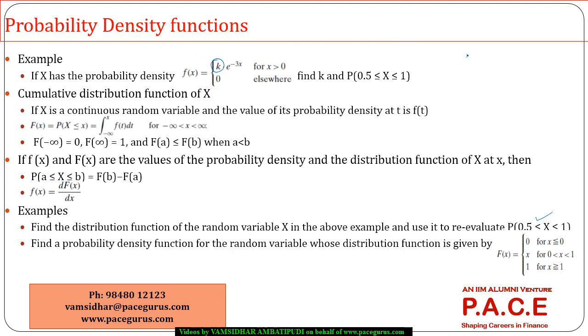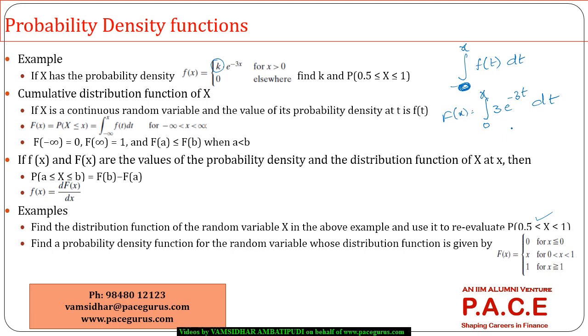So let's take minus infinity to x of f of t dt. This is what will be my distribution function. Now I know this is not minus infinity because x is taking the values only from 0, so I'll take it as 0 to x, 3 e power minus 3t dt. This is my distribution function, which I'm taking as capital F of x.